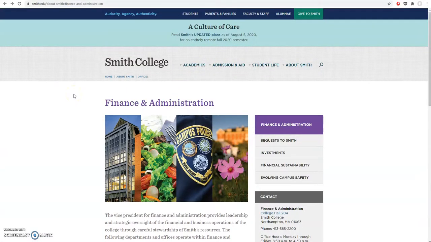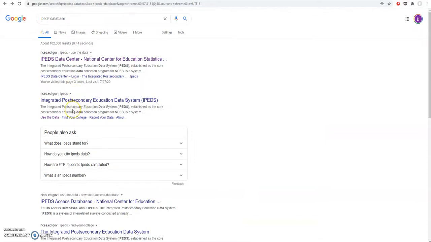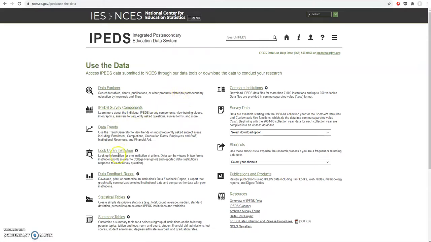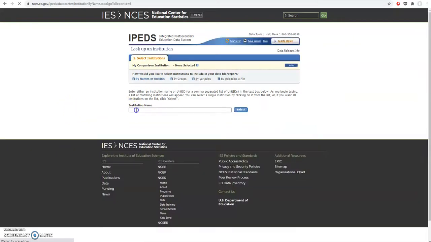One other place to find information on university finances is the IPEDS database. IPEDS is the Integrated Postsecondary Education Data System. This is information that the Department of Education collects on universities every year, and it contains financial and other survey data that they submit to the government. So for example, if you go here, let's click on "look up an institution," and let's put University of Iowa.